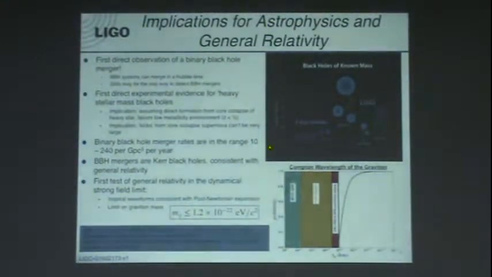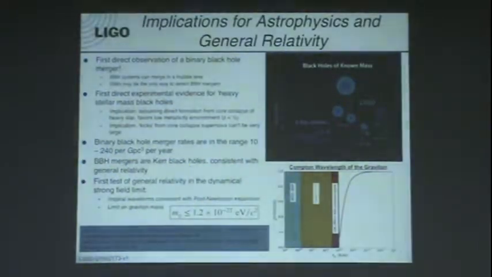The rate is about 2 to 240 per gigaparsec cubed per year. And with our detector, that turns into somewhere between 1 every 6 or 8 months to 1 every maybe 2 weeks or 3 weeks. When we get to design sensitivity, it's much better than that.